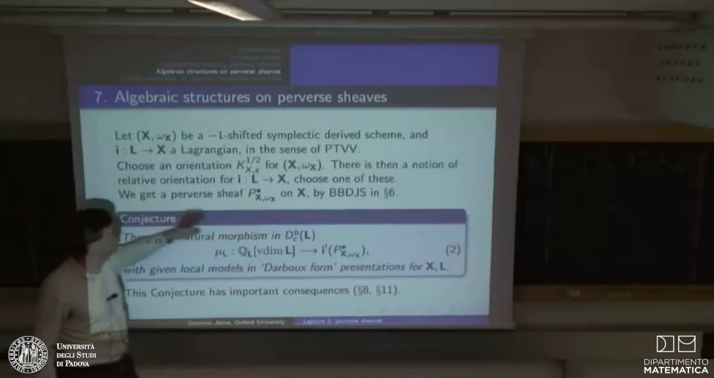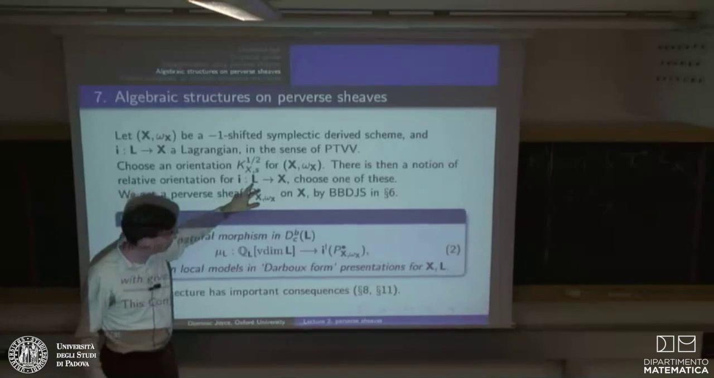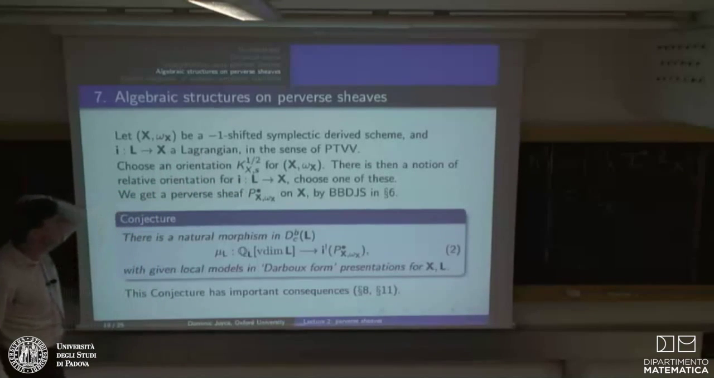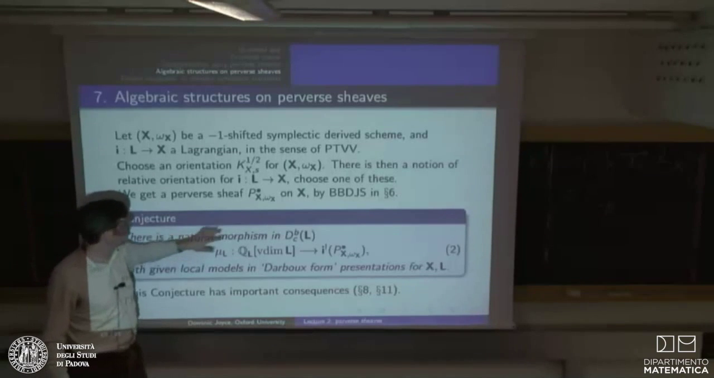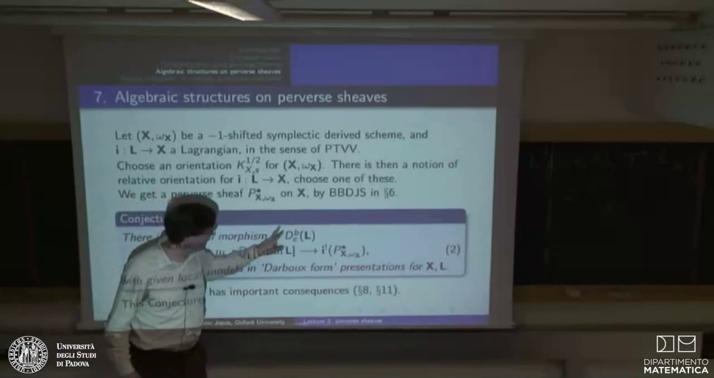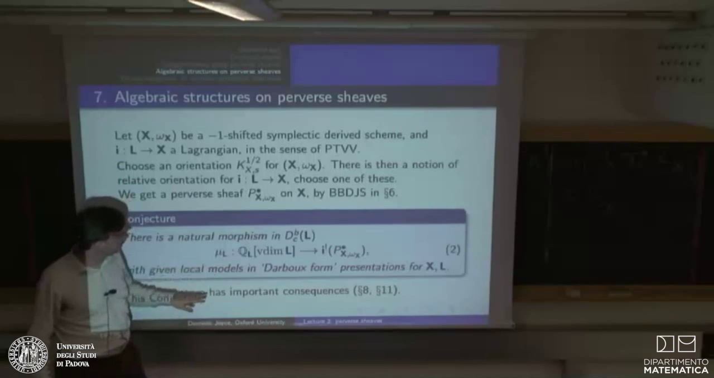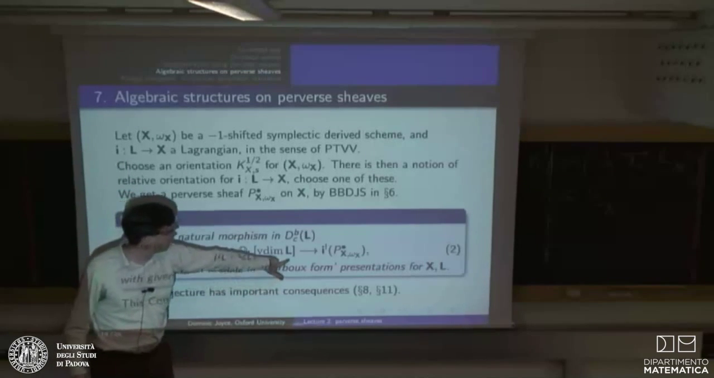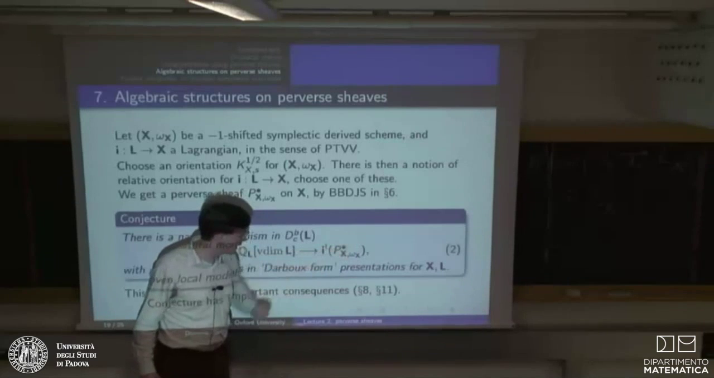So we choose an orientation for this shifted symplectic thing. There's then a notion of a relative orientation for the Lagrangian. I could tell you about that if you wanted. So we choose one of those as well. The result I talked about a few minutes ago tells us that we get a natural perverse sheaf on X by the BBDJS result. So I conjecture that there is a natural morphism in constructible complexes on the Lagrangian L, mu L, from the constant sheaf on L, shifted by the virtual dimension of L, into the shriek pullback of this perverse sheaf on X.